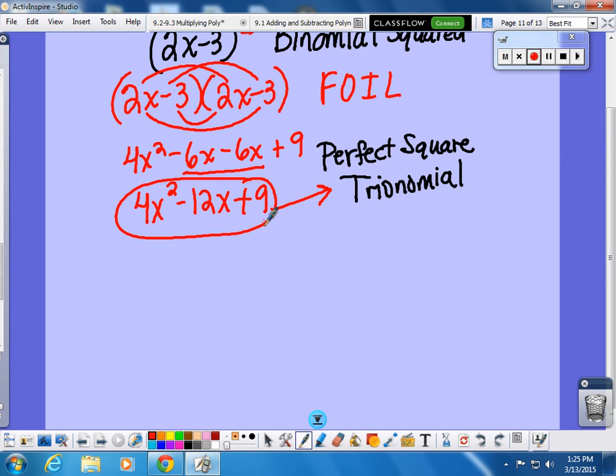It's a bit more involved, okay? What do you square to get 4x squared? 2x. What do you square to get 9? 3 or negative 3. What is their product? 6x. Doubled, 12x. That's the middle.